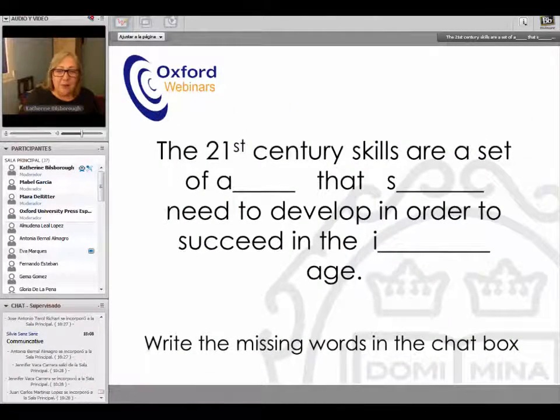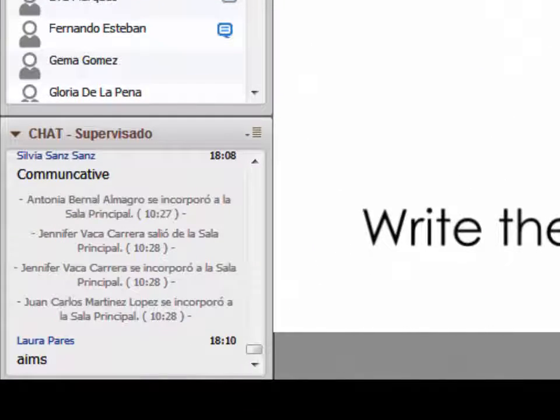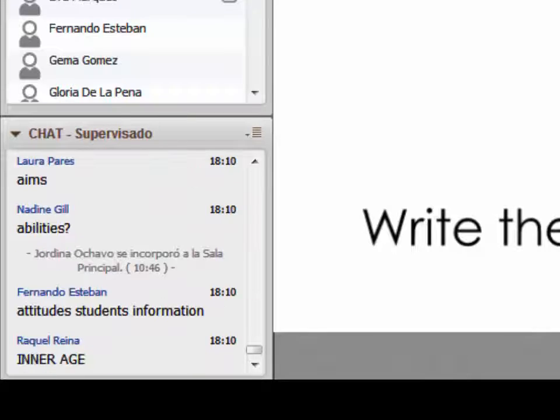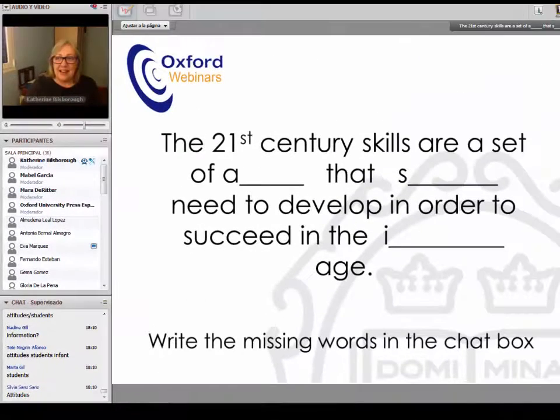So if you think you know one or more of those missing words, can you write them in the chat box? Which words are missing? Good. So let's have a look what the actual definition is.